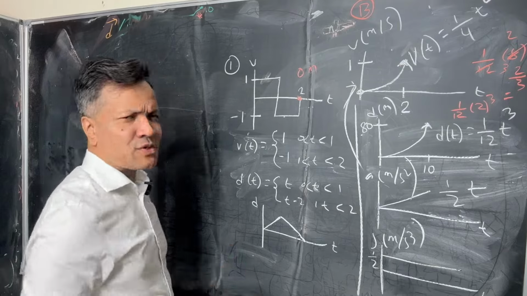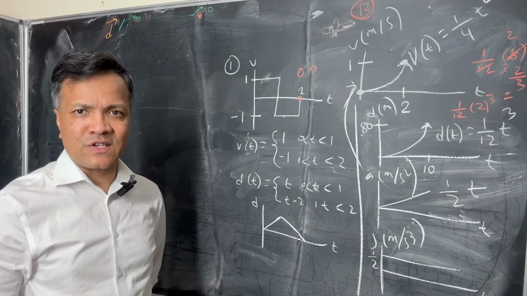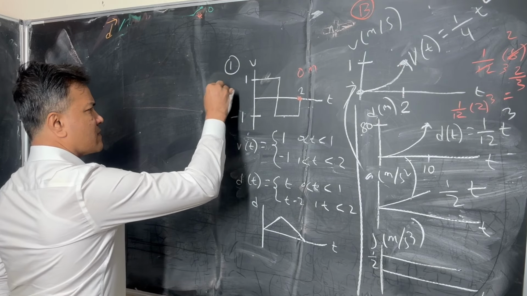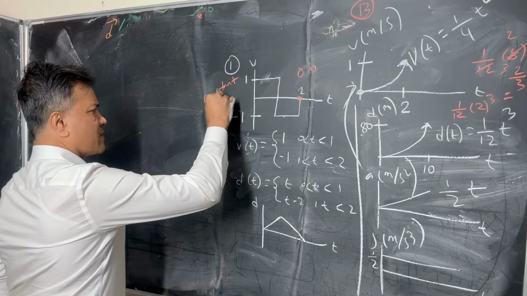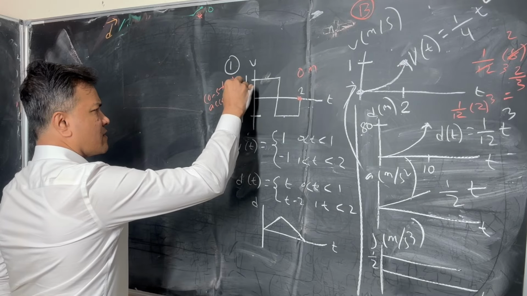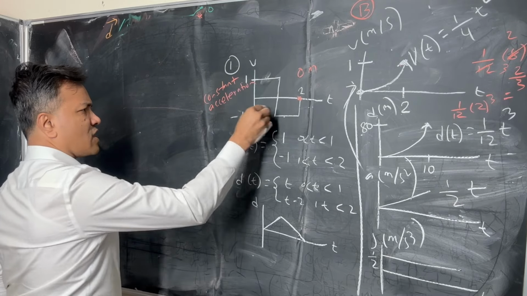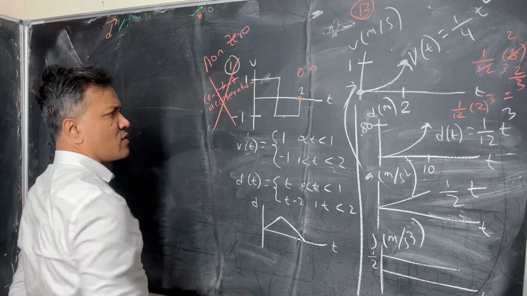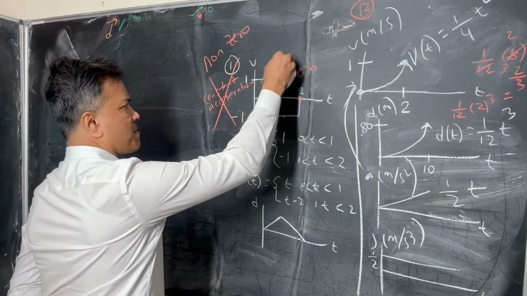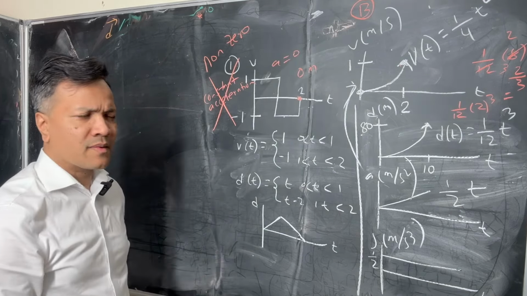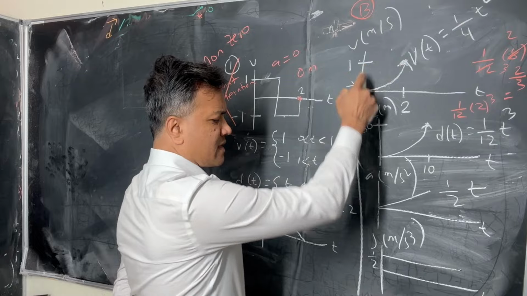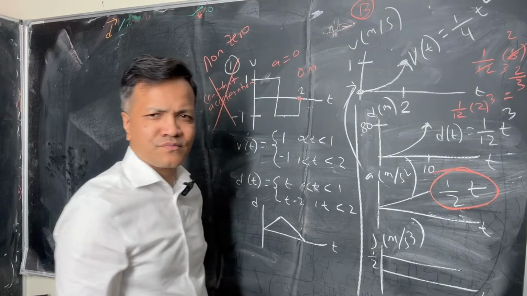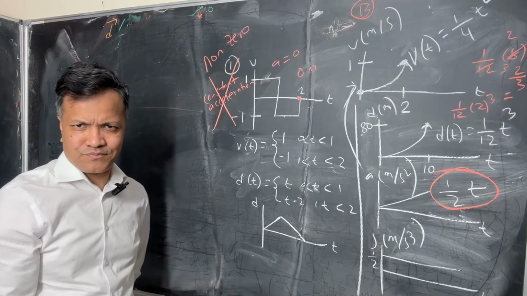diagram B. Question number 2 is, which object moves with non-zero constant acceleration? This is constant acceleration, but this is not non-zero. In fact, this is zero acceleration. So not this one. This one, acceleration is not constant. Acceleration is linear. Okay, so none of them.